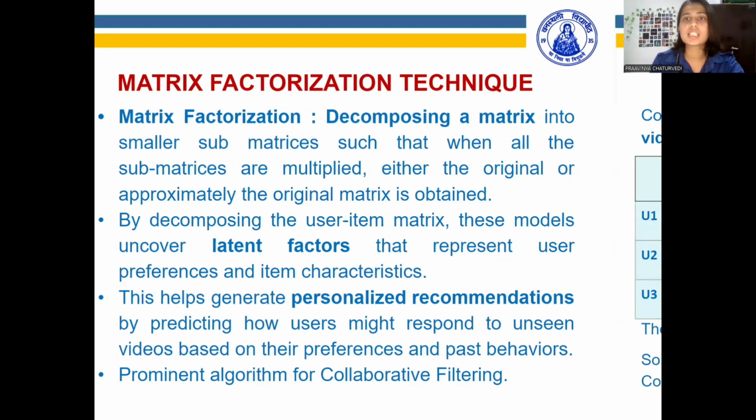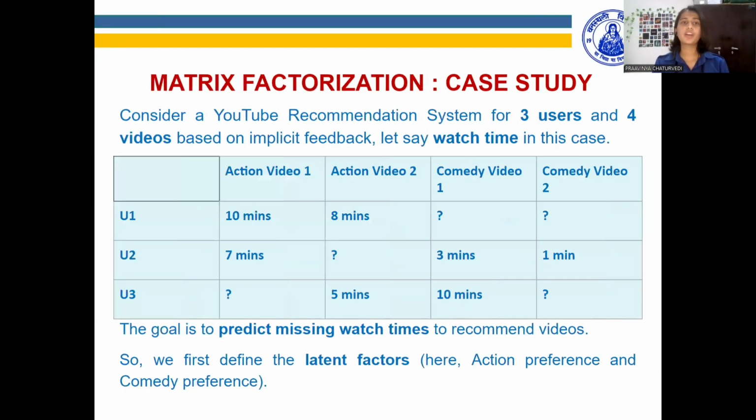So let's take a case study for matrix factorization. Consider there is a YouTube recommendation system for 3 users and 4 videos, based on implicit feedback, let's say watch time in this case. So there are 3 users, U1, U2, and U3, and there are 4 videos: action video 1, action video 2, comedy video 1, and comedy video 2.